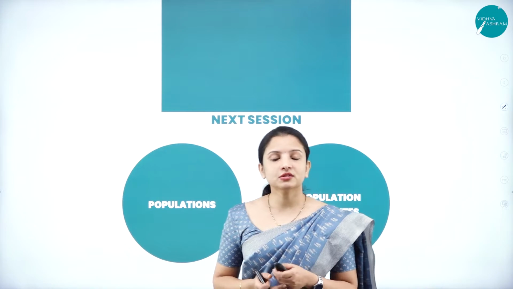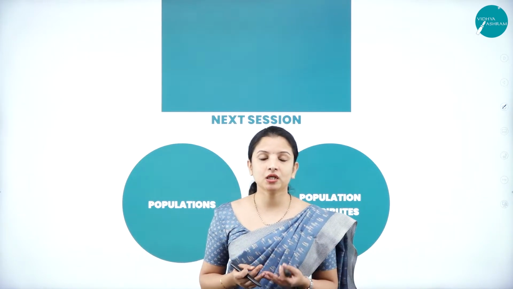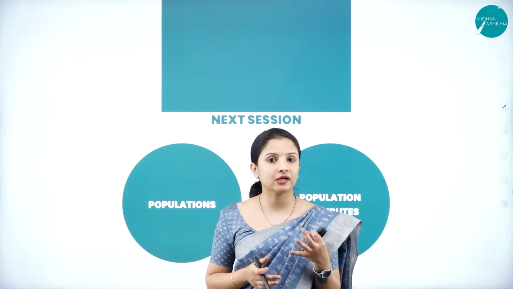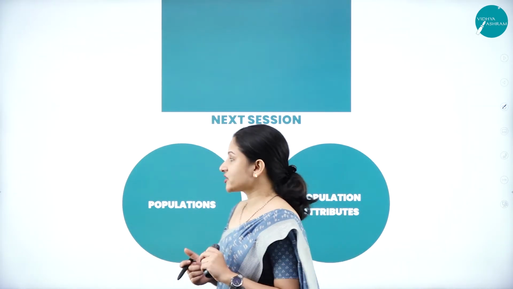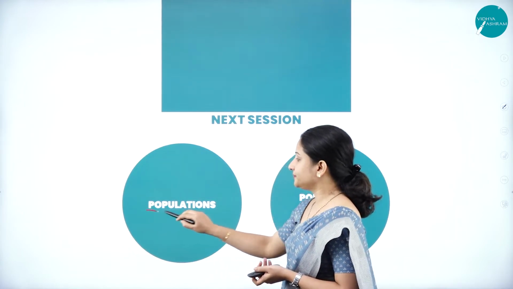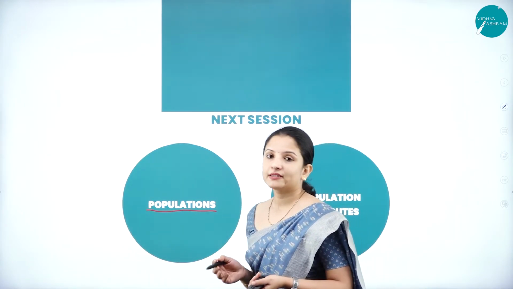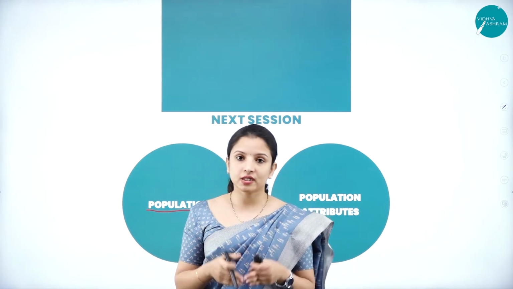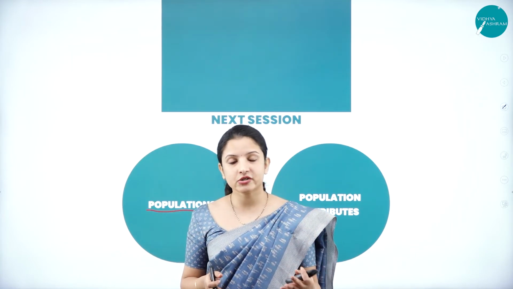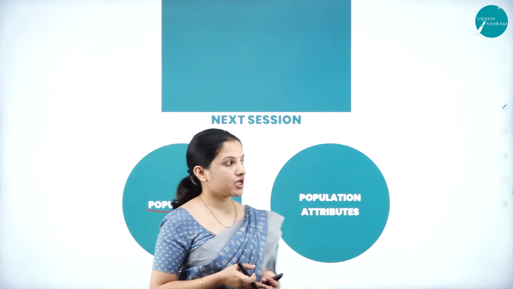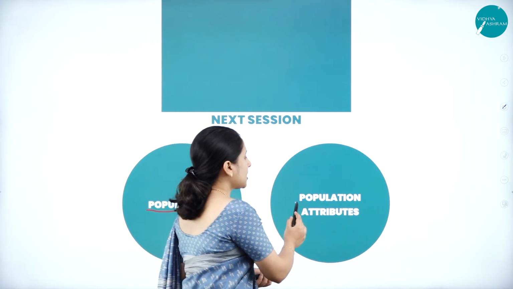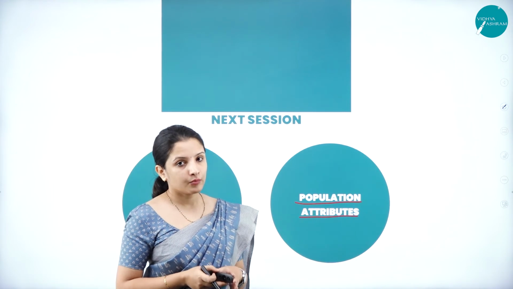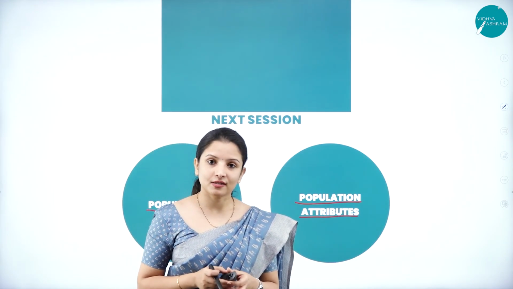So this was about this particular session wherein we studied how animals adapt to different environmental conditions by taking various examples. In the coming session, we shall study about population. So far we had studied about organisms. This chapter is about organisms and populations. From the next session onwards, we shall study about population. In that, we shall see the different attributes or characteristics of a population. So we shall meet again in the coming session.